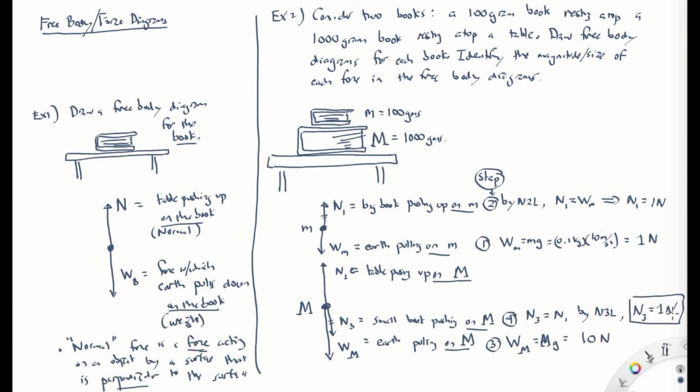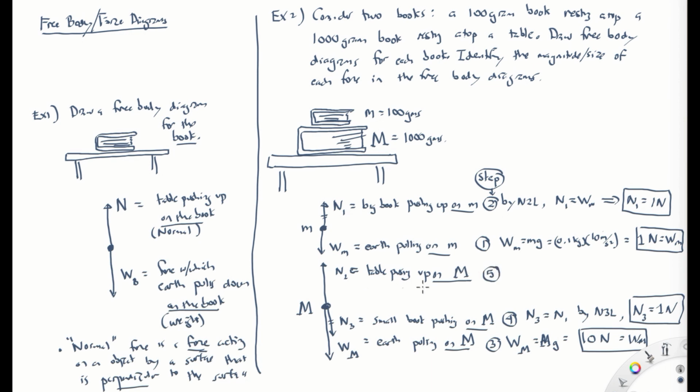I hope you're not confused by the N here. That's not a normal force, that's a Newton. We know the weight of the little book is 1 Newton. We know N1, that's the force with which the big book pushes up on little book, is 1 Newton. We know the weight of the big book is 10 newtons. And now the only one we need to find out is N2, the force of the table pushing up on this mass. That would be step 5.